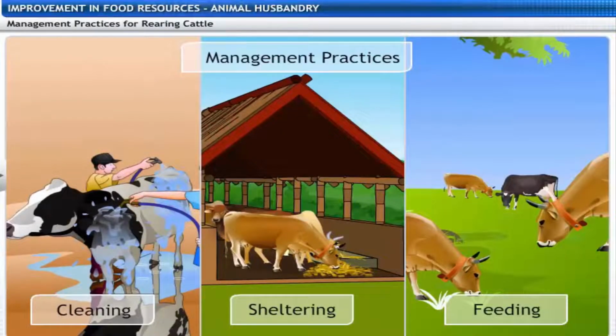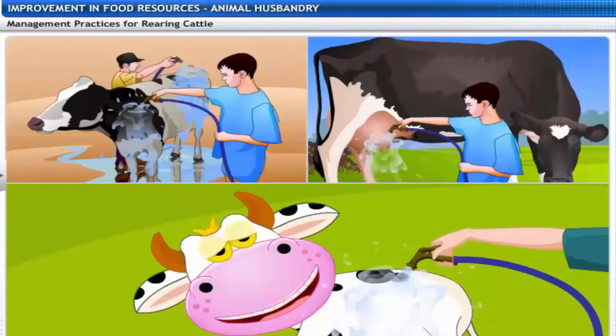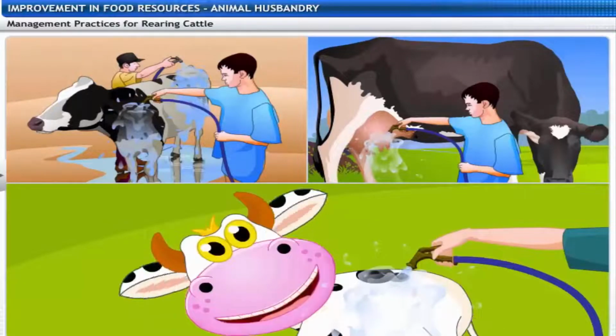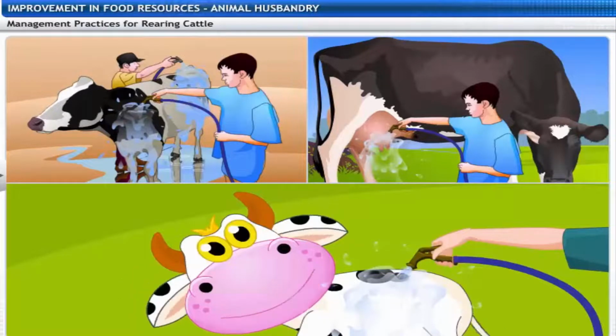These cattle seem to be enjoying themselves. Look at how well they're being groomed. Moo is already enjoying her first cleaning session. As you can see, cleaning involves regular brushing and washing to remove dirt and loose hair.